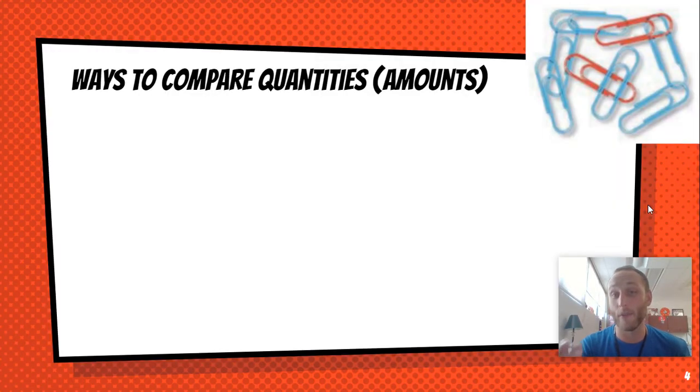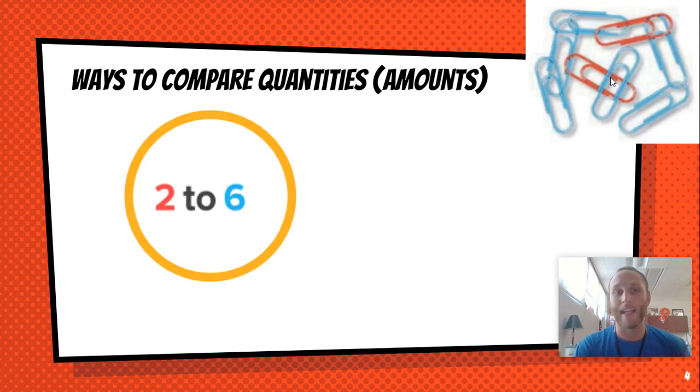Okay, so there are 3 different ways that you can compare ratios or amounts of things. So I'm going to use this over here, this picture right here with the paper clips. You can see there's 2 red paper clips and there are 6 blue paper clips. And that's going to be kind of what we're comparing. And this is 3 different ways that I can write that. I can write it like this. There are 2 red paper clips for every 6 blue paper clips.